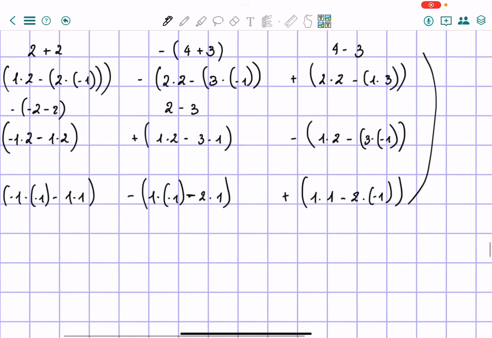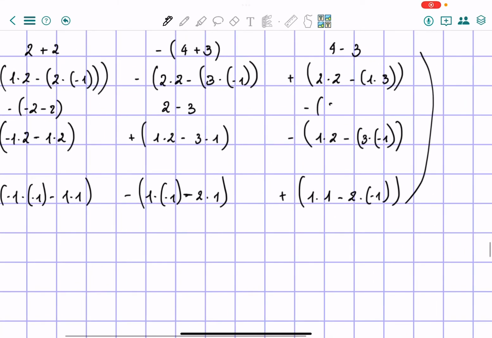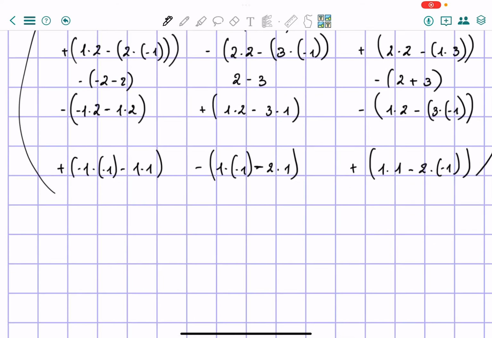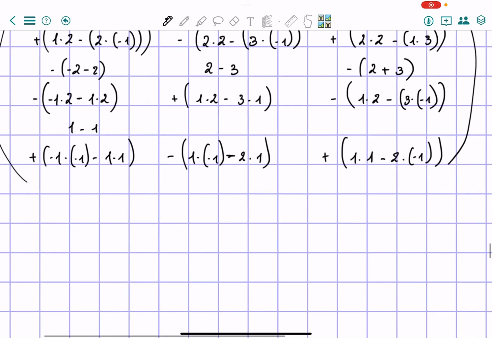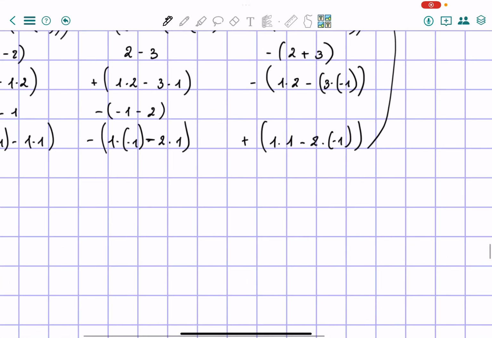Then negative 2 plus 3. Then here we're going to have a negative 1, and then 1 minus negative 1. And then we have a negative 1 minus 2, and of course negative in front. And then a 1 plus 2.